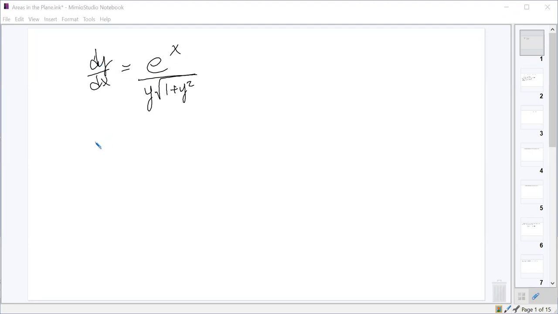So I will have y root 1 plus y squared dy is equal to, and then I'll bring the dx over here, so e to the x dx. So far good? Okay. When we integrate, we're going to integrate both sides, since that's what we always do with our differential equations.